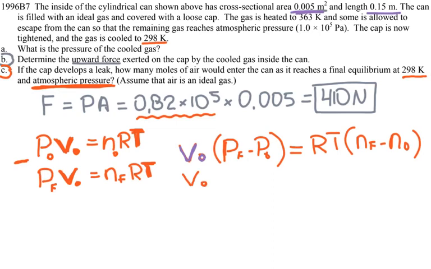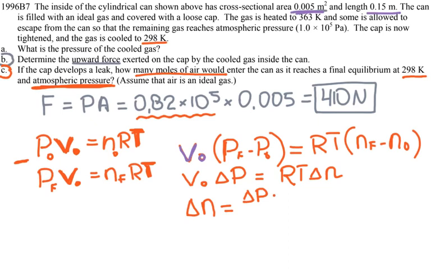So what I have is V sub 0 delta P is equal to R T delta N. And they asked me to find how many moles of gas will enter, so the change of the moles. So the change of the moles is equal to delta P times V, where V is the area times the height, divided by RT. Delta P is atmospheric minus 0.82. The new pressure is atmospheric, and the old pressure inside before the air leaks is 0.82.